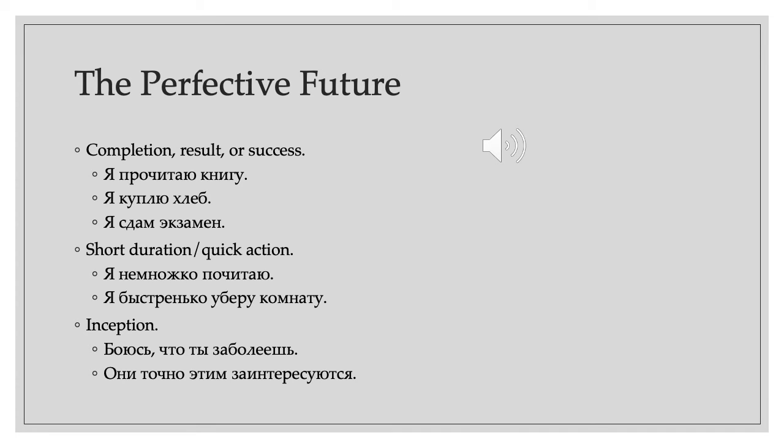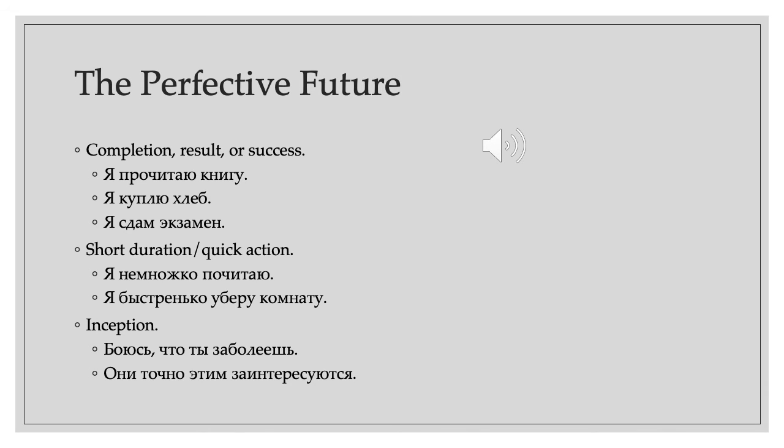We also use the perfective to indicate action of short duration or something done quickly. For instance, я немножко почитаю. I will read a little bit. And it's very common to use this prefix по in front of a verb to indicate quick action or short duration. Or я быстренько уберу комнату. I will quickly clean my room.